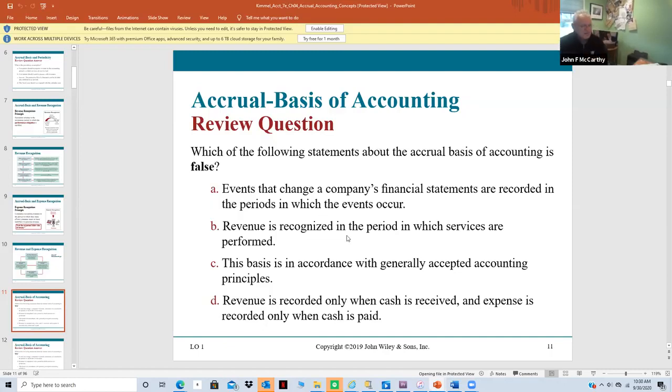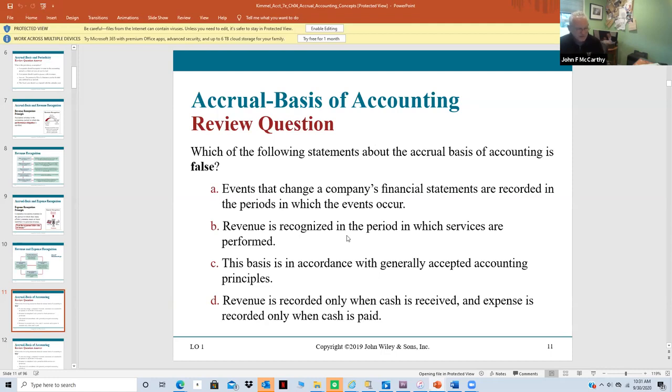So the events that change a company's financial statements are recorded in the periods in which the events occur. I think that's true. Revenue is recognized in the period in which the services are performed. Yeah, I think that's true. And when the service is performed, that's just different vernacular for we've completed the performance obligation.